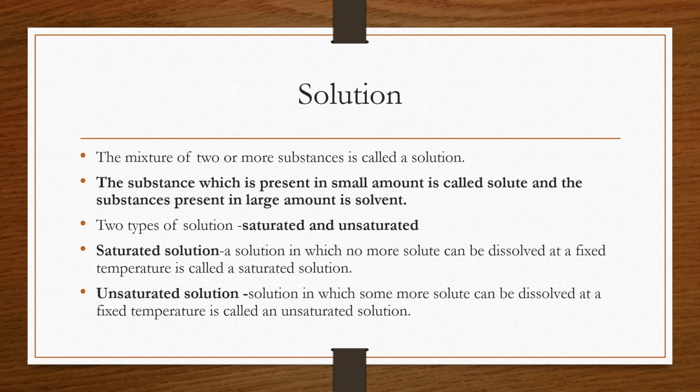Now, on the basis of the quantity of the solute and solvent, we have categorized the solution into two categories, that is saturated and unsaturated. Okay, now saturated solution and unsaturated solution can be best understood with the help of an example. Suppose we take the example of salt solution only. Now you have a tumbler or a glass full of water.